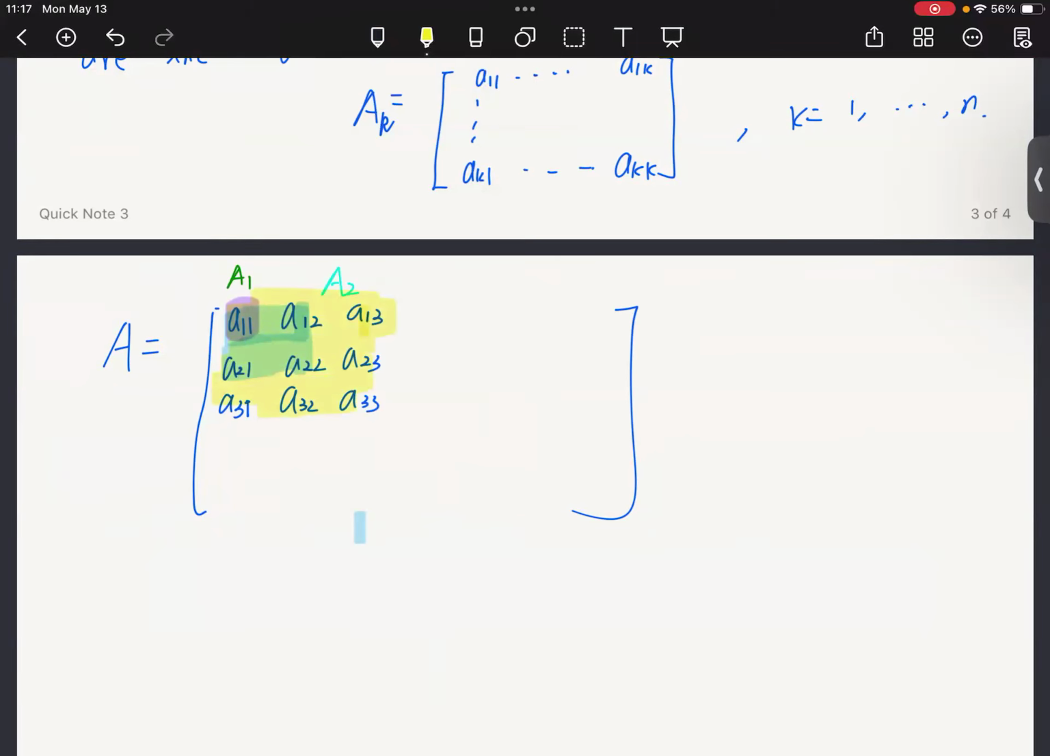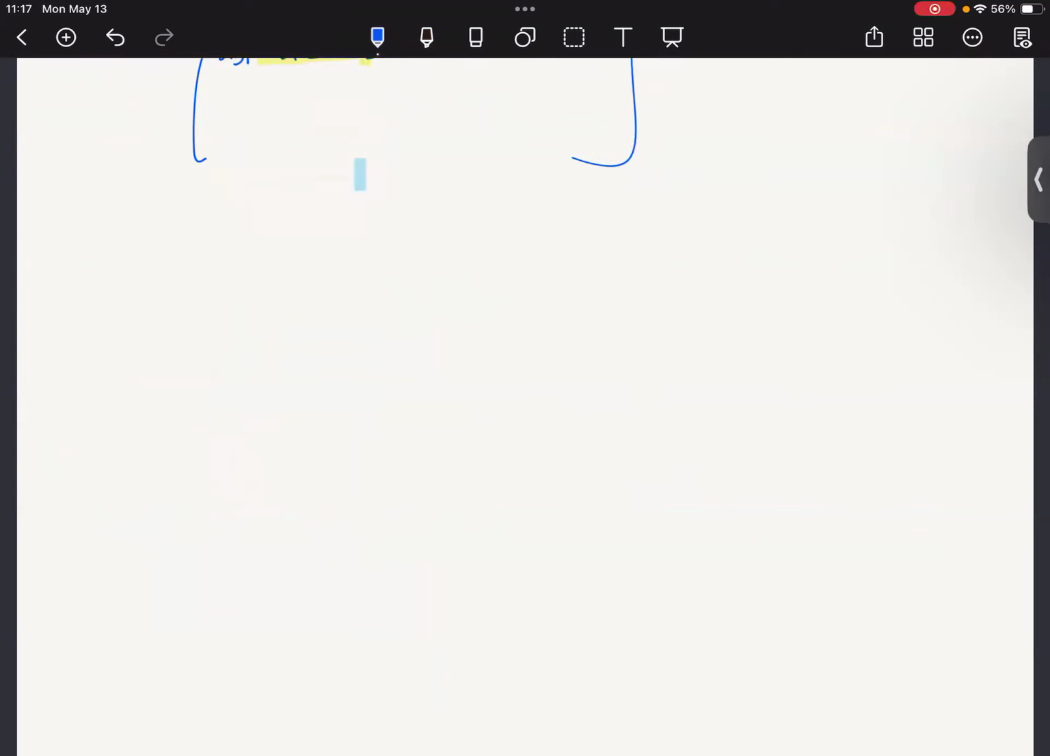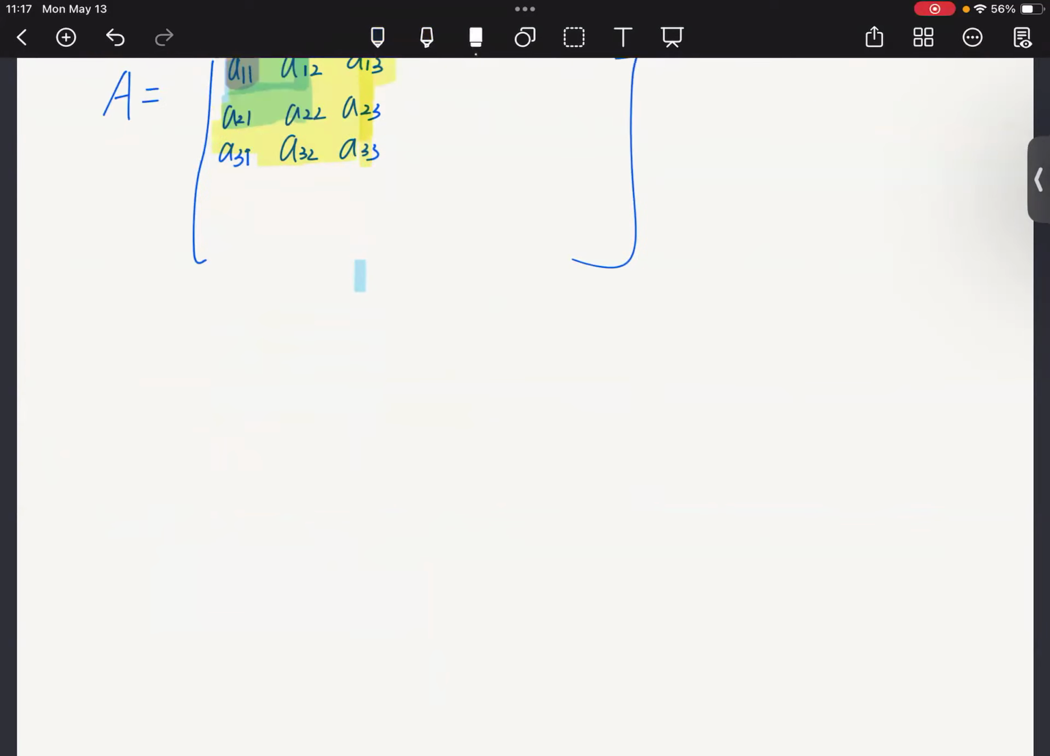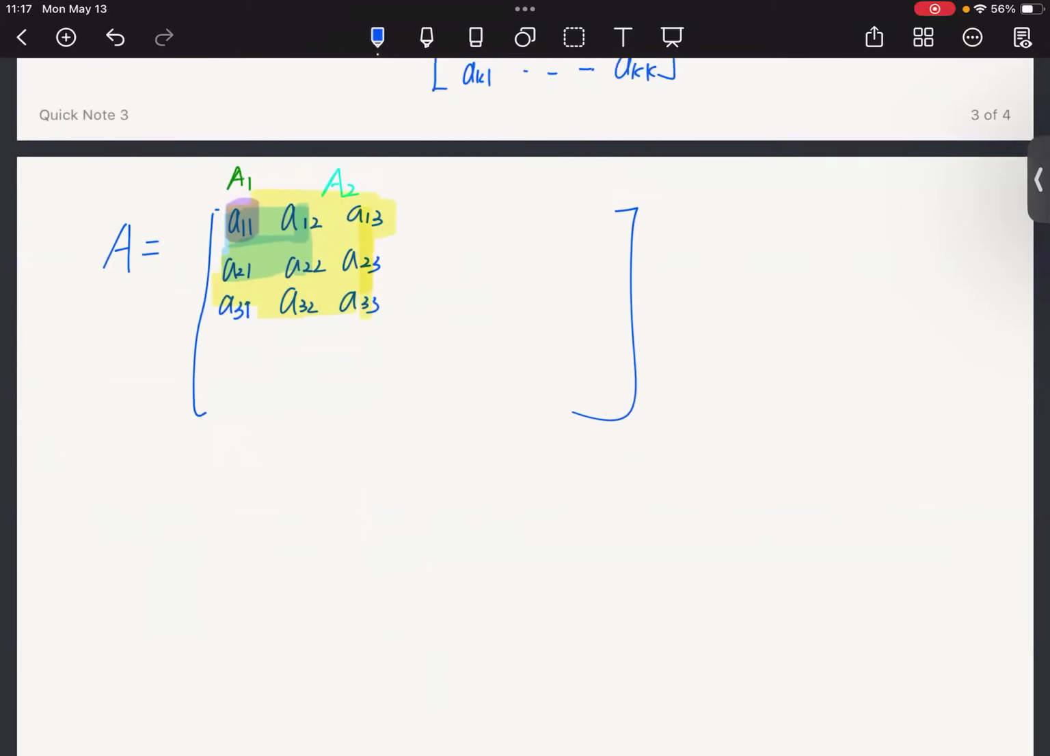And so for an n by n matrix, you have n submatrices, A1 to An, and An is just the matrix itself. And this is the definition of the leading principal submatrix.